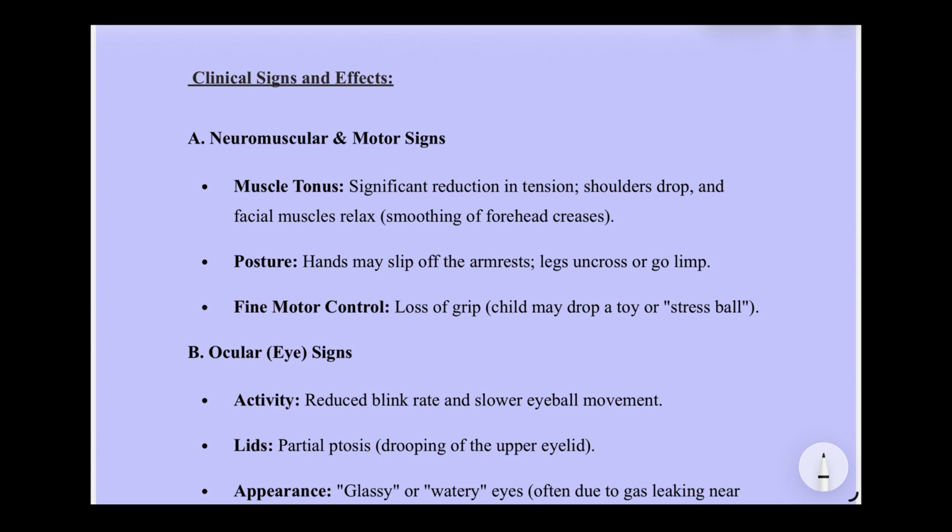Then clinical signs and effects. So neuromuscular and motor signs: muscle tonus, significant reduction in tension, shoulder drop and facial muscles relax, which is smoothing of forehead creases. Posture, hands may slip off the armrest, legs uncrossed or go limp. Fine motor control, loss of grip, the child may drop a toy or stress ball.